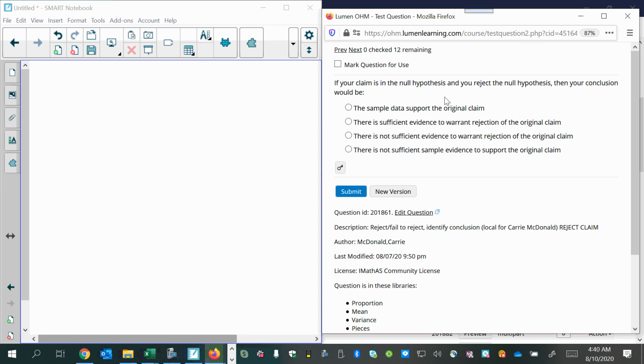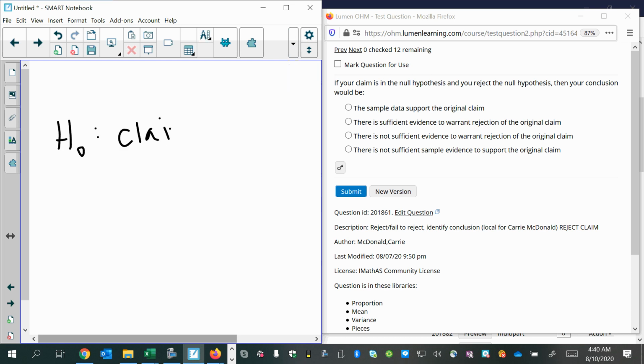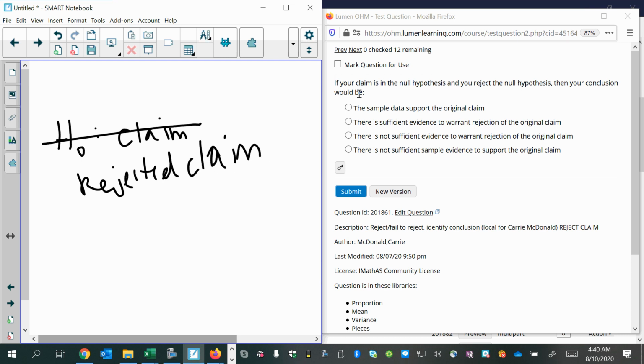If your claim is in the null hypothesis and you reject the null hypothesis, then your conclusion would be to do what? Let's think about this for a moment. If I have my null hypothesis and that actually contains my claim, and then I reject it, then I have rejected the claim. So I would choose there is sufficient evidence to warrant rejection of the original claim.